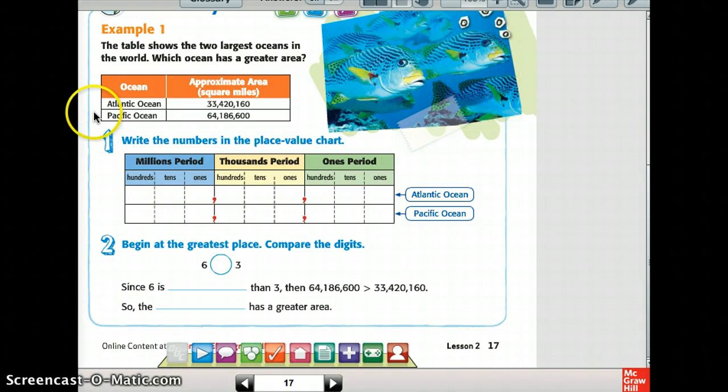So if you first look at page 17 in your book, you can see this table that shows two of the largest oceans in the world. And they're trying to figure out which ocean has the greater area. These are each of the ocean's areas. So if we put them in the place value chart they gave us, we can compare them and line them up.